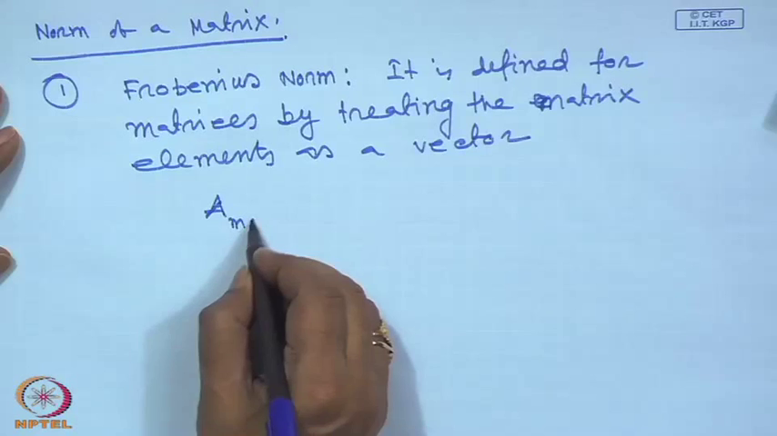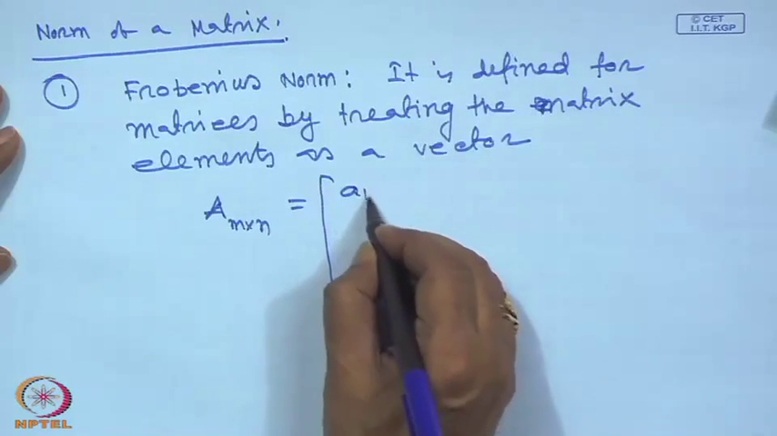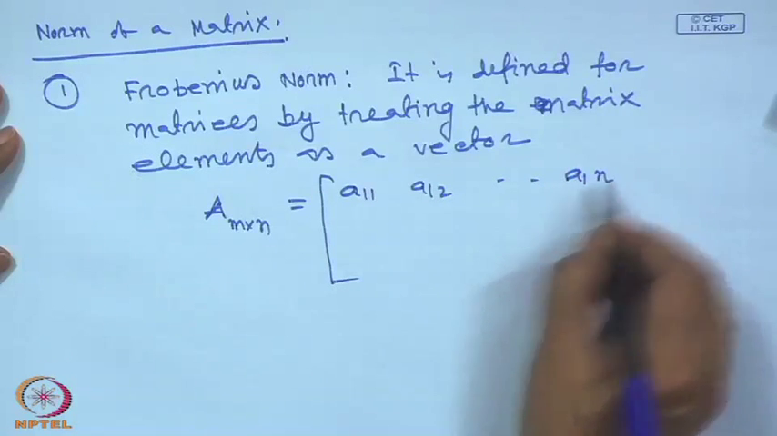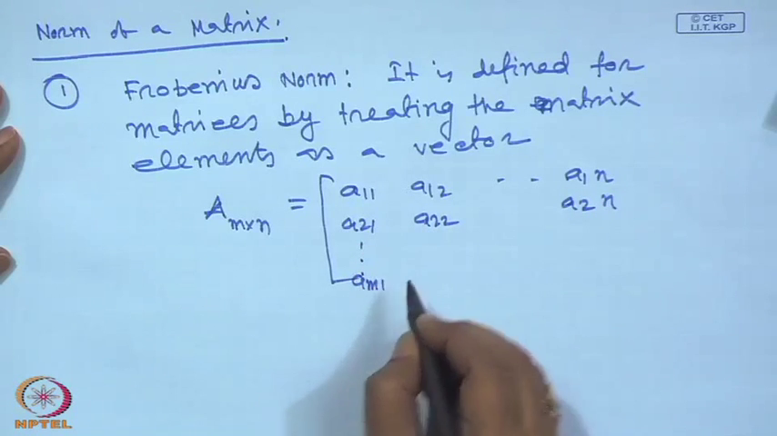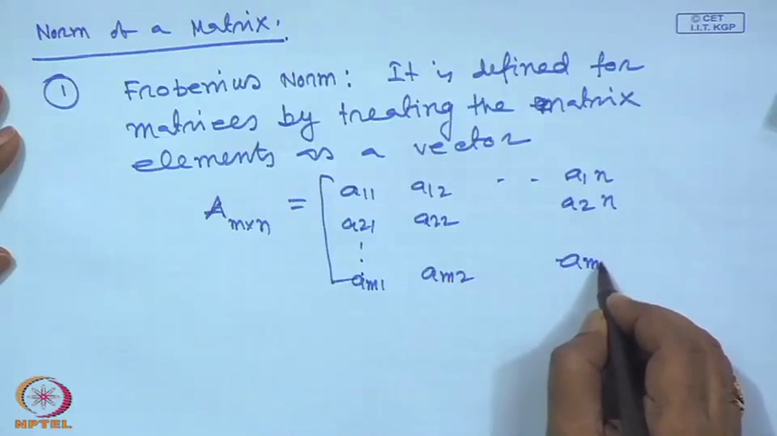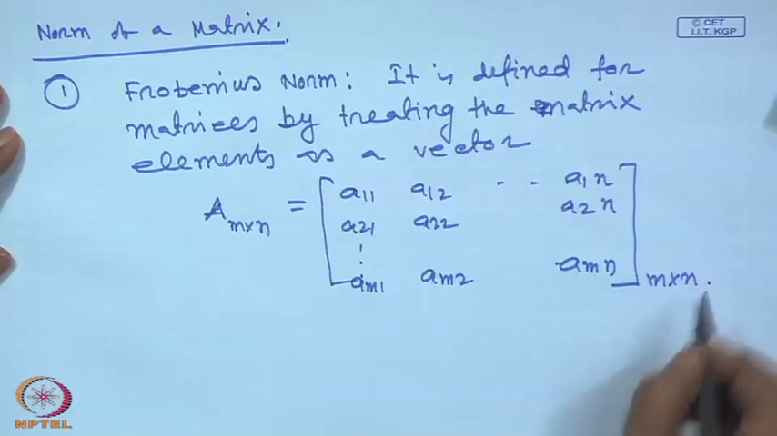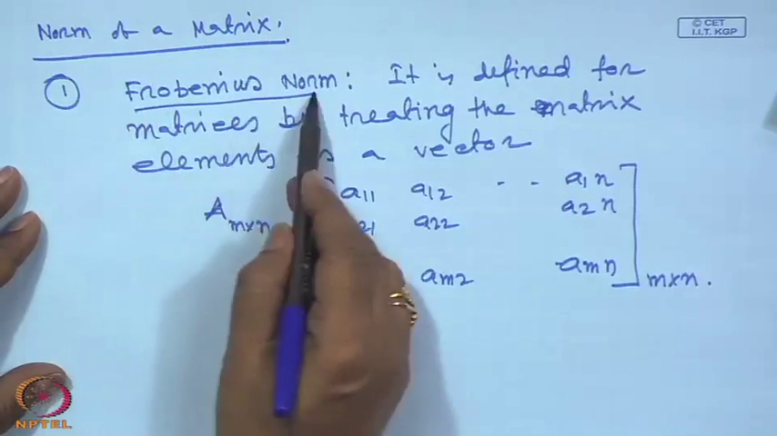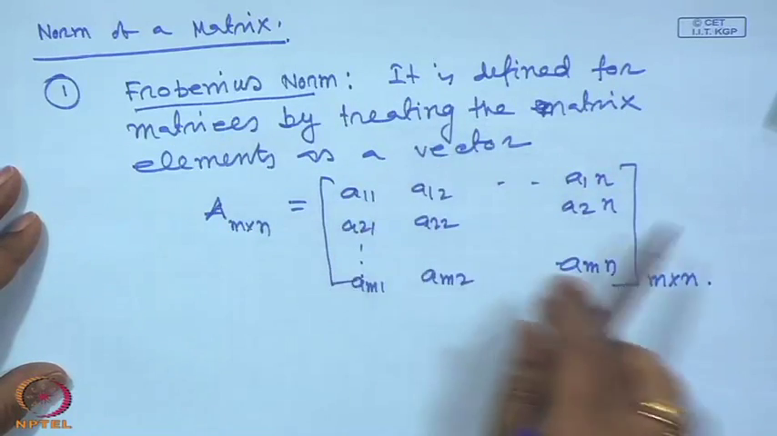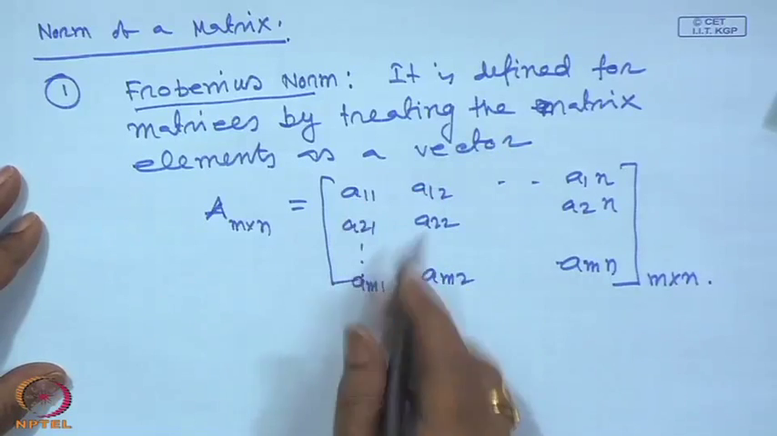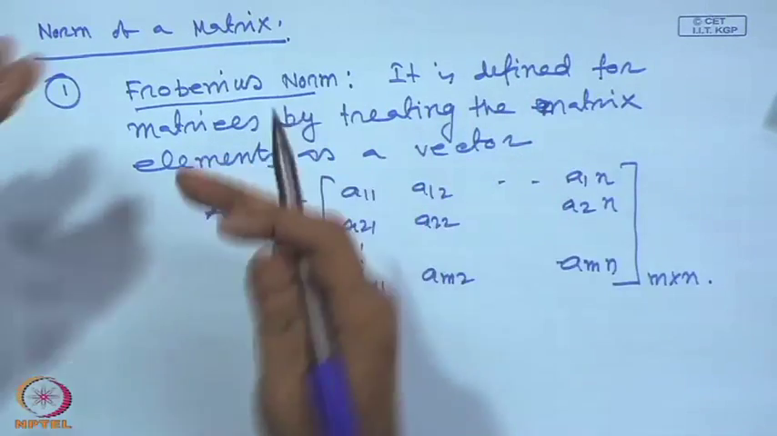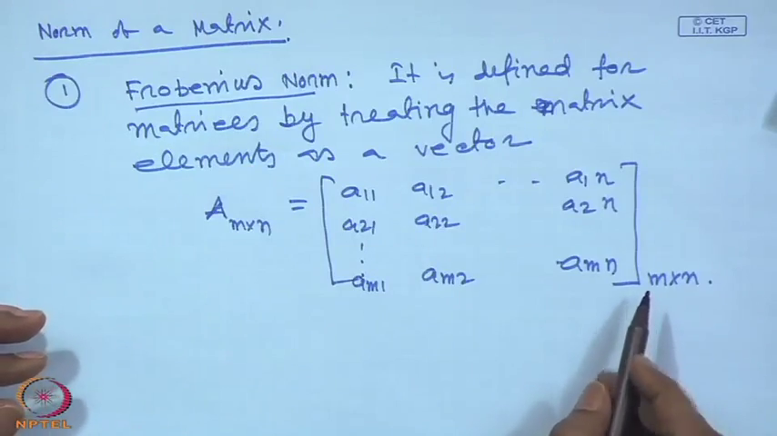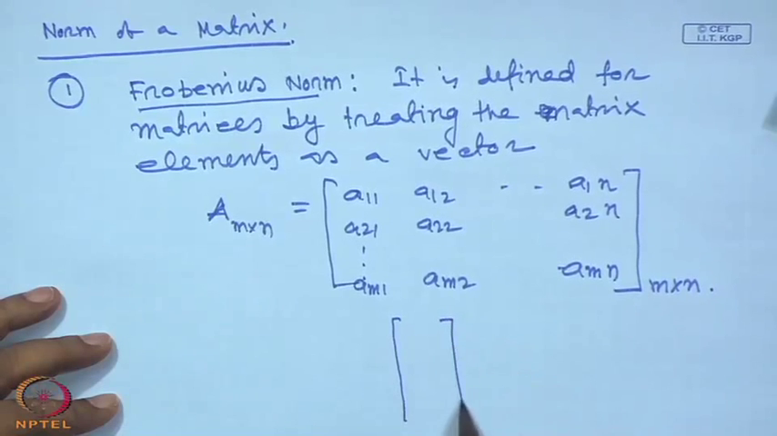Suppose we have a matrix of dimension m cross n whose elements are A11, A12, dot dot A1n, A21, A22, A2n, and so on. We have m rows, am1, am2, dot dot amn. This is the matrix whose dimension is m cross n. So the Frobenius norm is defined by putting all the elements of the matrix into vector form. That means below one column vector you keep the next column vector, so the whole thing will be a vector of dimension m into n cross 1.